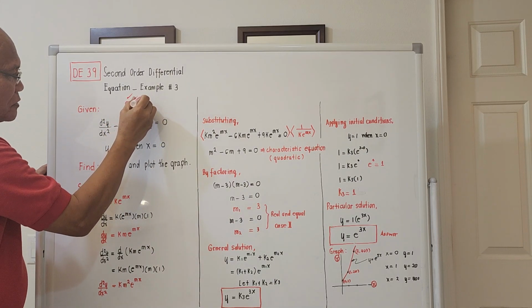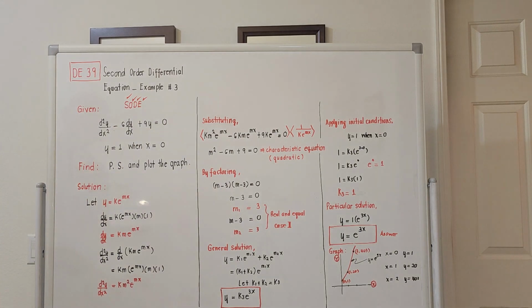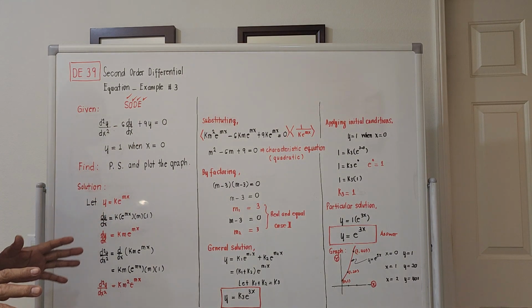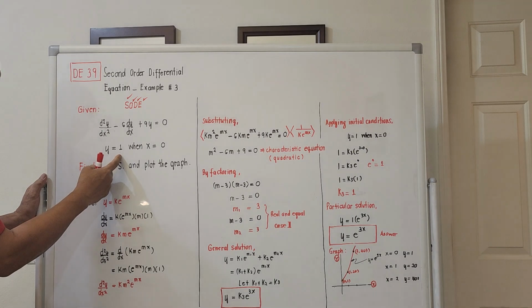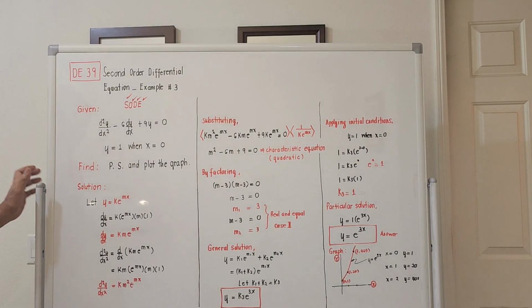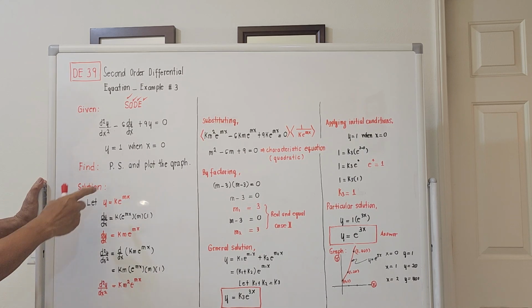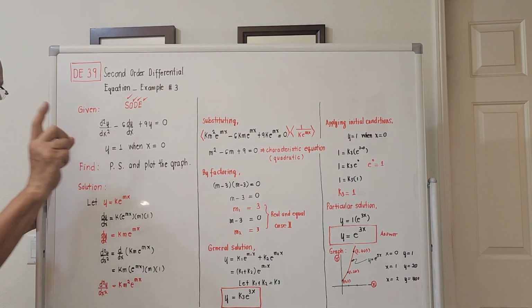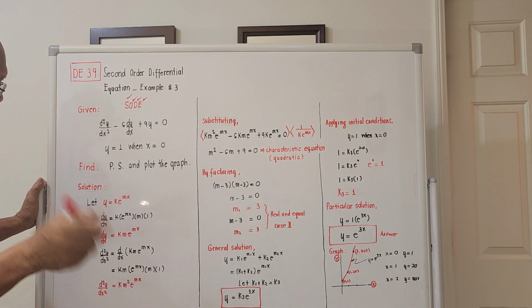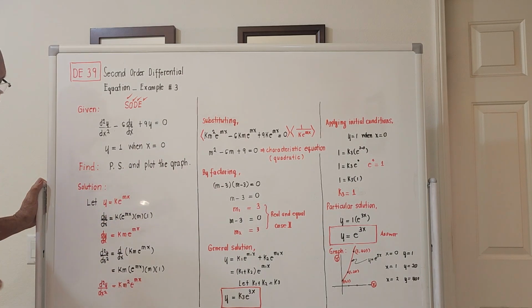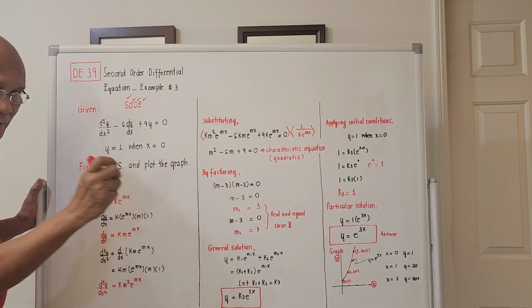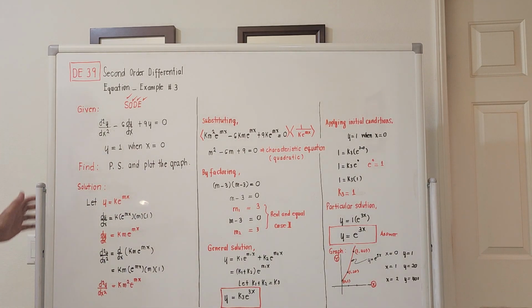Second order differential equation. And there are initial conditions given, that is, the value of y is equal to 1 when x is equal to 0. So we have a problem that asks for the so-called particular solution. Why particular? Because we are given initial conditions. And as an additional requirement, plot the graph of the resulting particular solution.